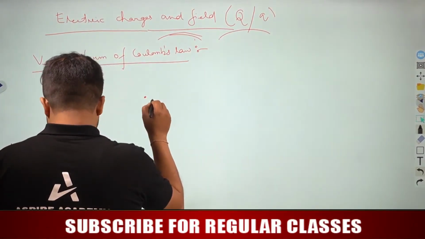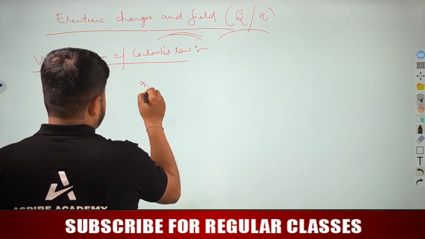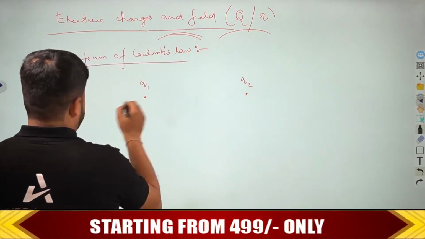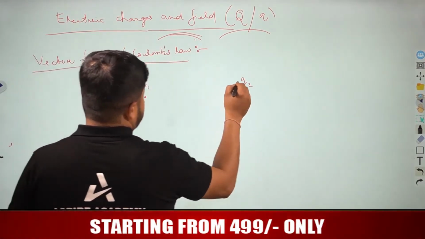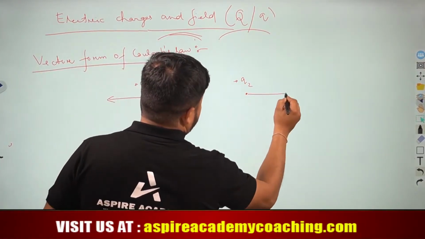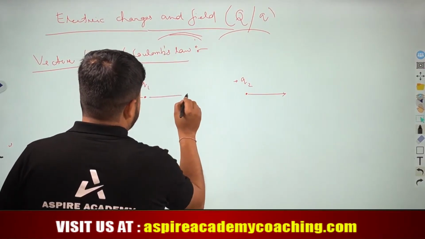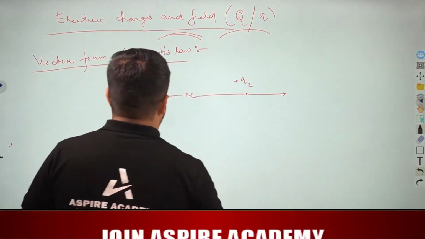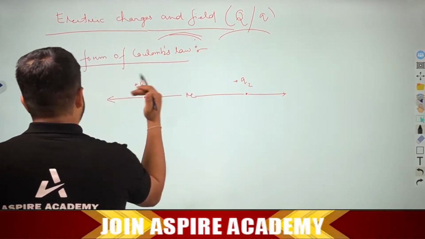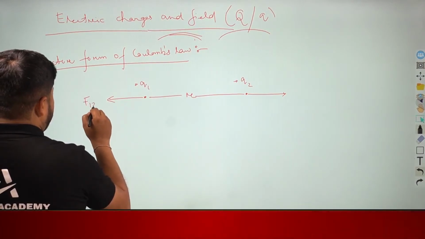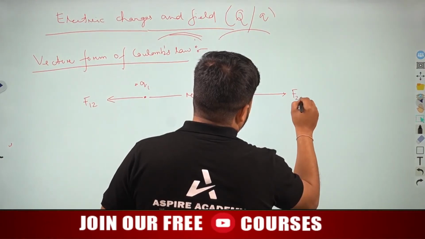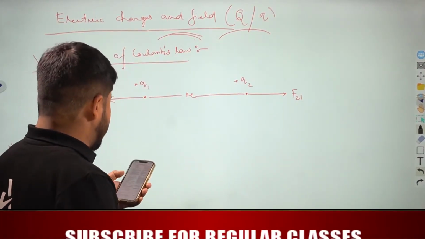Suppose there are two charges, one positive charge Q1 and another positive charge Q2. Since they are both positive, they repel each other. A repulsion force is developed in this direction, and another repulsion force in the other direction. The distance between the two charges is called R. Here, this is the Q1 charge and this is the Q2 charge. The force here will be F12, and on this side, on charge Q2 due to Q1, it is called F21. So these two forces are developed here.